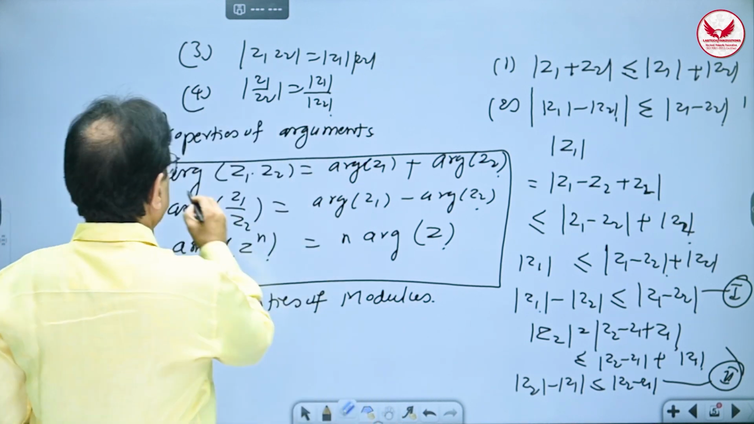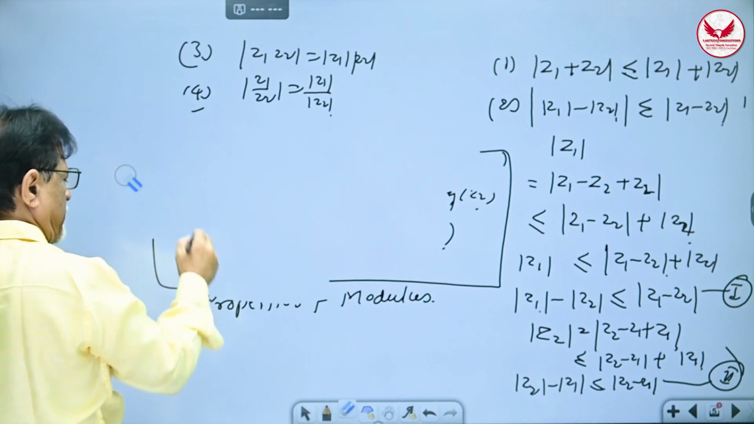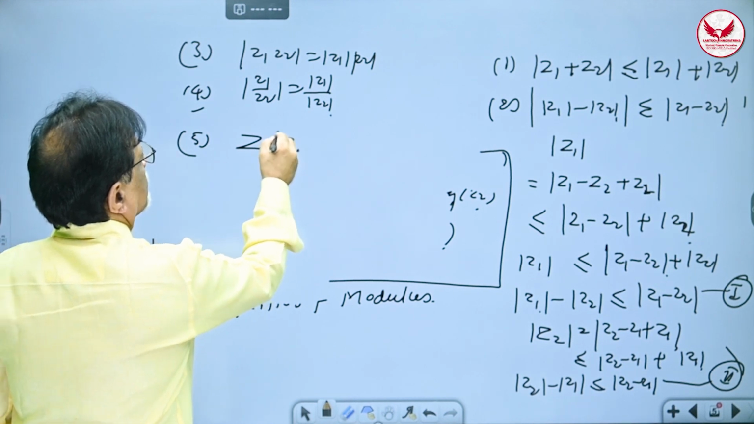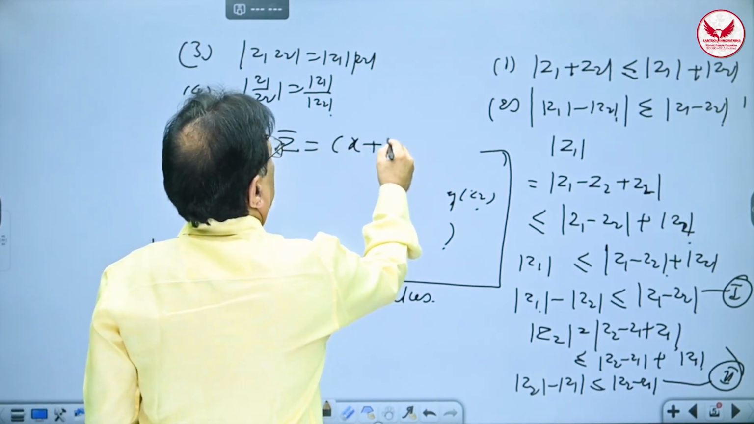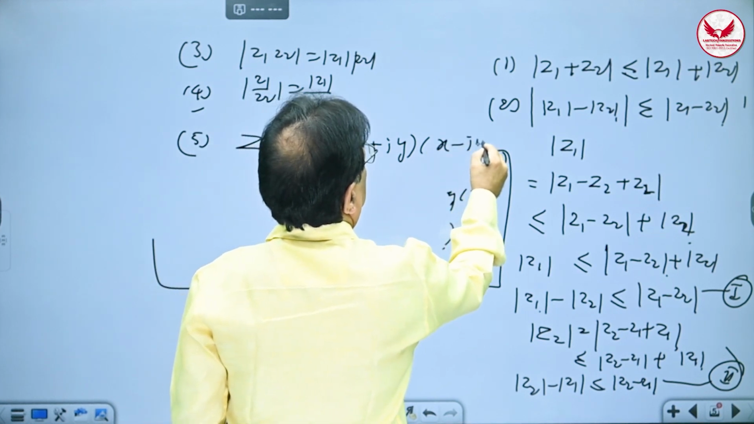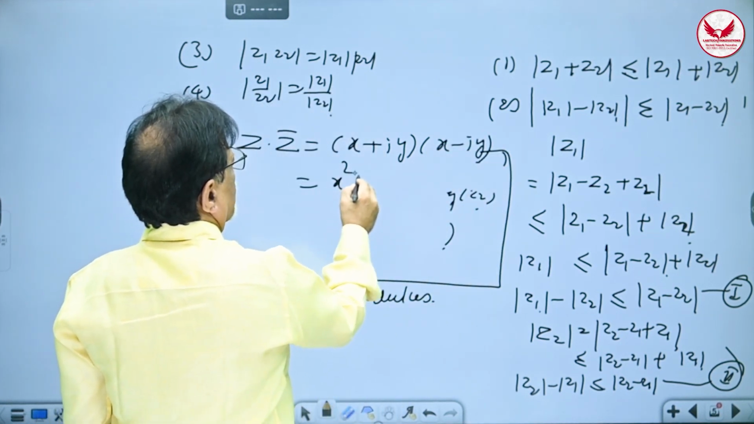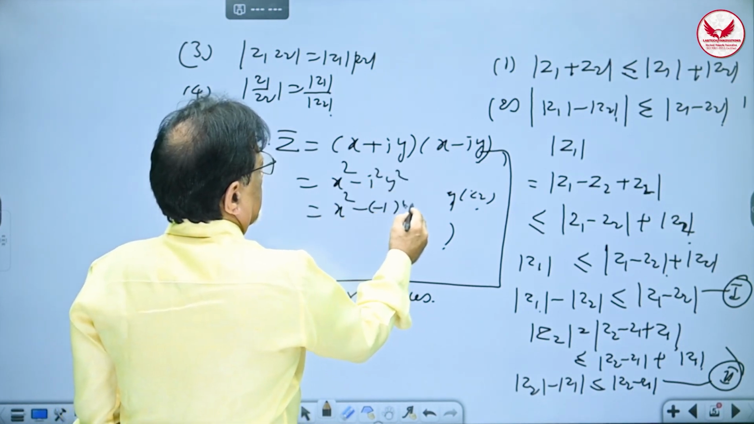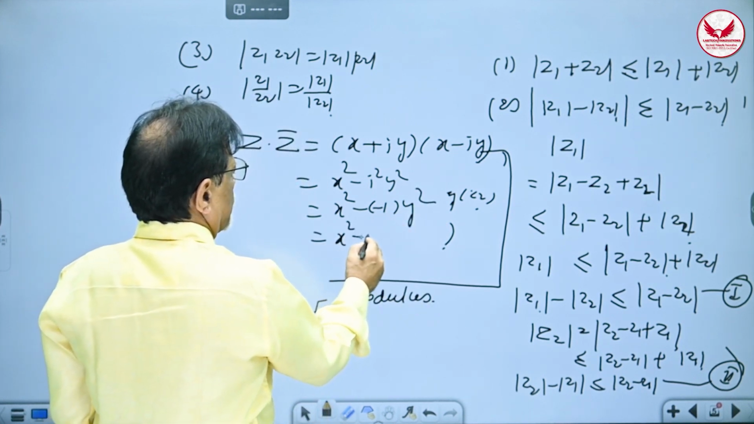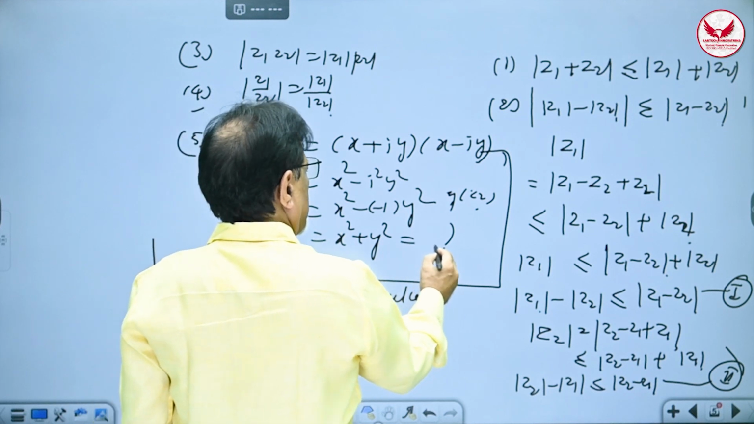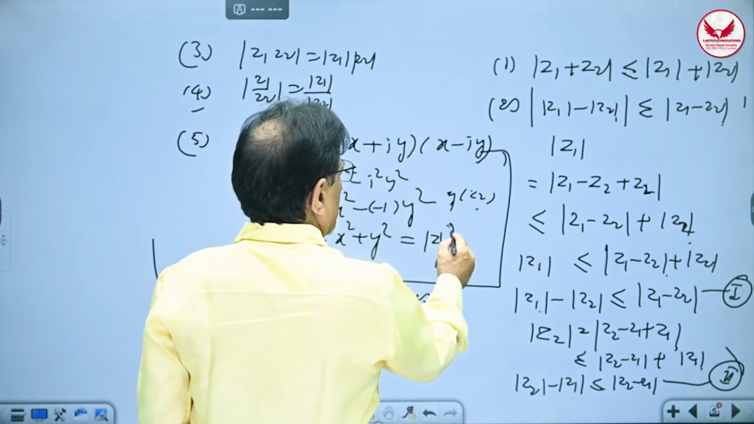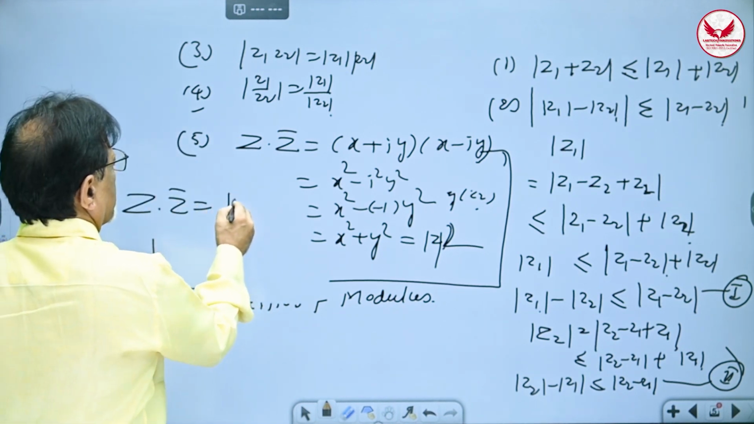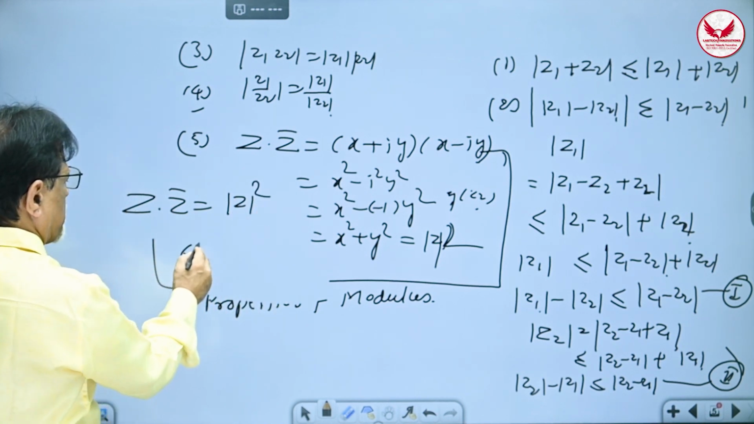Next is very interesting. It says that fifth property, z times z bar. What is this? It is x plus iy multiplied by x minus iy, which is nothing but x square minus i square y square, but i square is minus 1, right? Therefore, this double minus sign will reduce to plus. So it is x square plus y square, which is mod z square. Correct? So z times z bar is mod z square. So then sixth property I get like this.